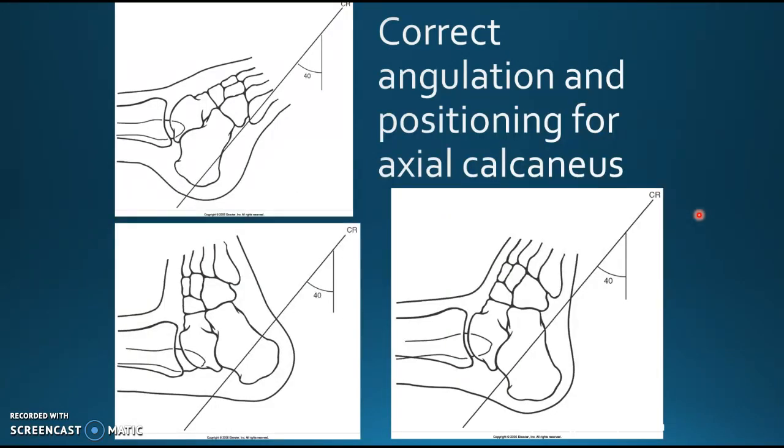Pay close attention to the flexion or extension of the patient's foot when positioning for an axial calcaneus. This image demonstrates what it would look like if the patient lets their foot relax and extends their foot rather than flexing. This image here demonstrates what it would look like if the patient overflexes or hyperflexes their foot. It will actually close off the joint space. This is the perfect position: we're fully flexing the foot to a 90-degree angle, perpendicular to the image receptor.